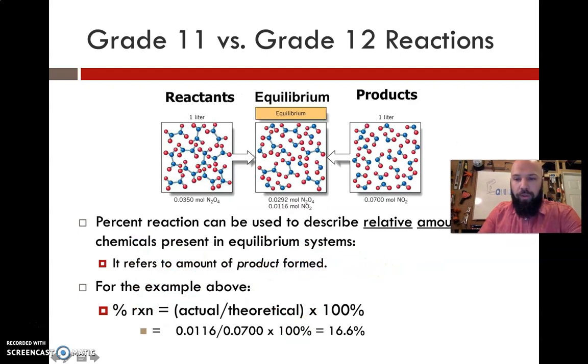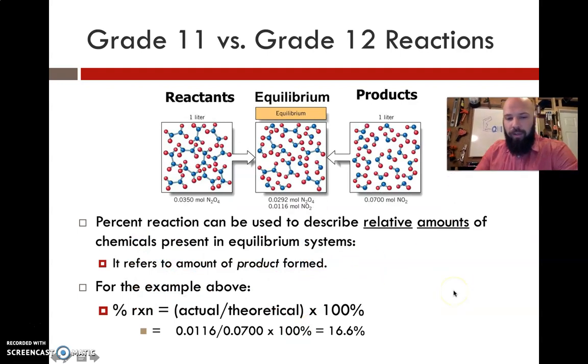So you could calculate this and give a little statement saying actually only 16.6% of the reactant was created into the product, by doing a similar calculation to percent yield that you would have done in grade 11. Here you actually obtain data that you would get experimentally versus your grade 11 theoretical number of 0.07.